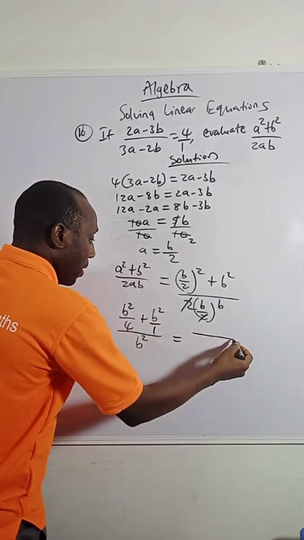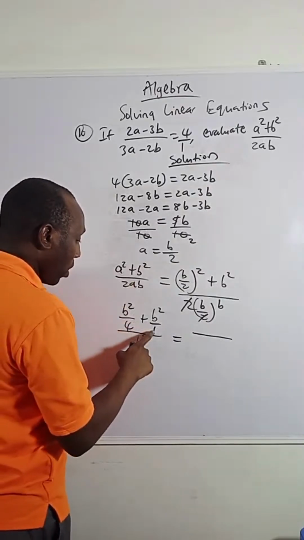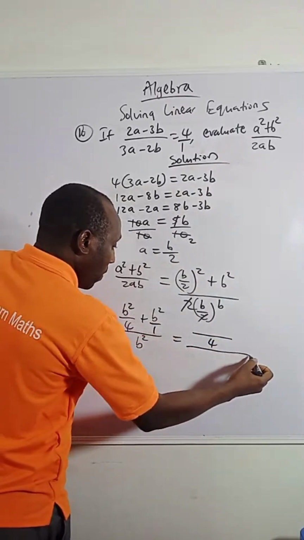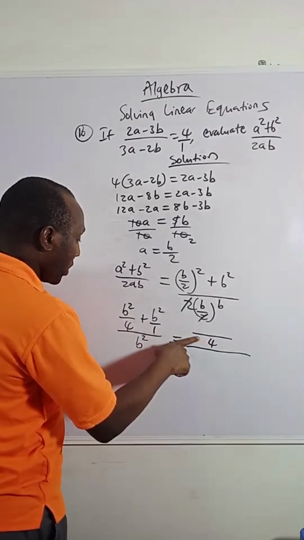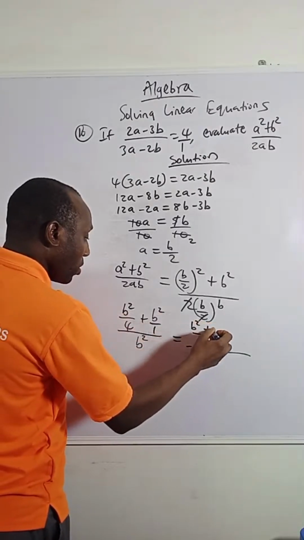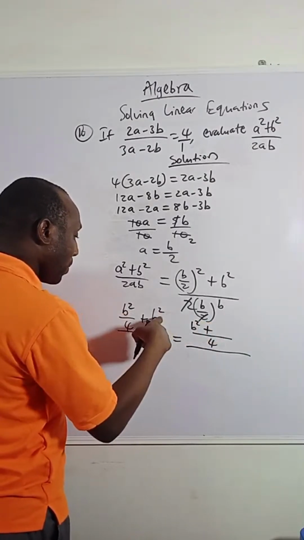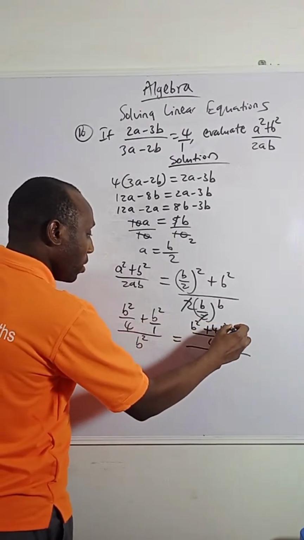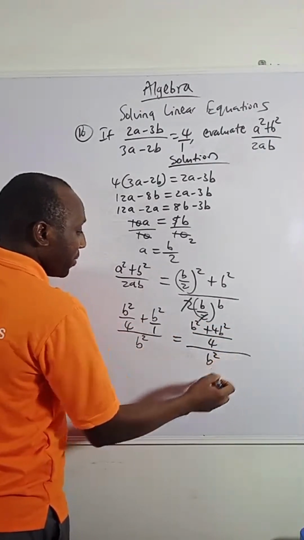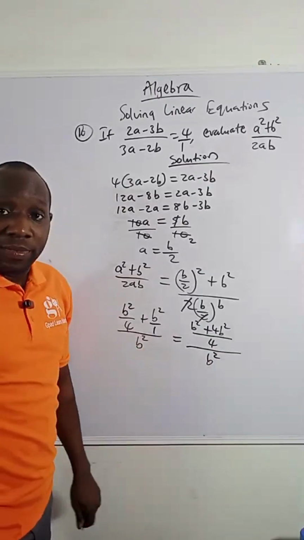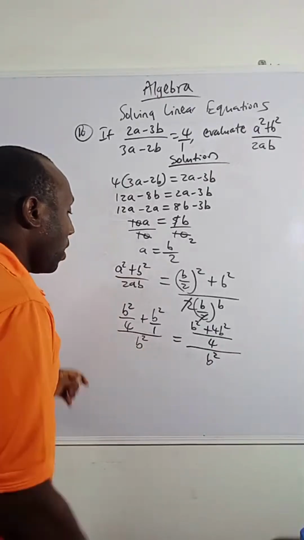And then, what will I do here? The LCM of 4 and 1 is what? 4. Okay. Then 4 into 4 is 1. 1 times b squared is b squared. Plus 1 into 4 is 4. 4 times b squared is what? 4b squared. So this is b squared under here. Are you catching the drift? Are you getting the drift?